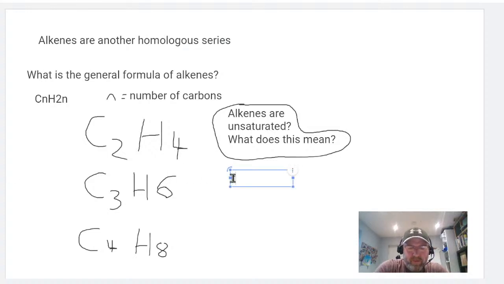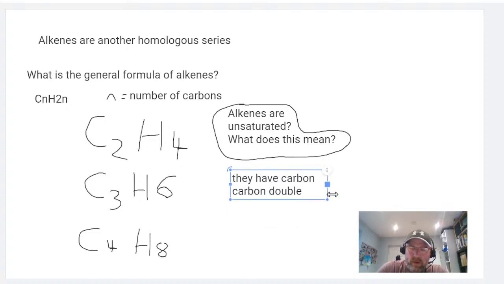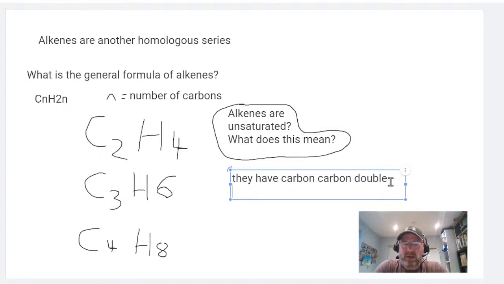Double bond. Awesome. Now, just to ensure you definitely get the mark, it's much better to say carbon-carbon double bond than just double bond. There are other double bonds that doesn't make something unsaturated. So they have a carbon-carbon double bond. If you want to make sure, you can just write C equals C like that. Yeah, they got a double bond.